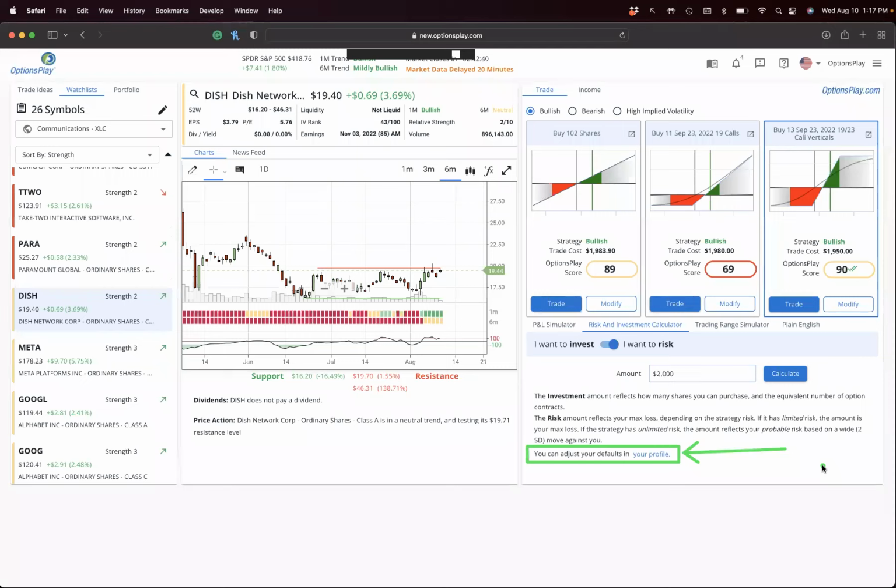Type yes into the chat window if you have set your defaults and you use the risk and investment calculator when you place your trades. Type yes if you have, and type no if you haven't. And I see a lot of no's.